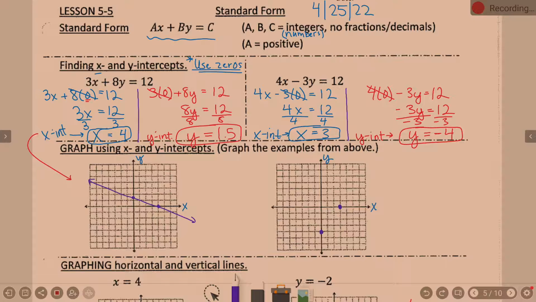Okay. So x-intercept, we went right 3. Y-intercept, I went down 4. And you draw the line. You draw your triangle.